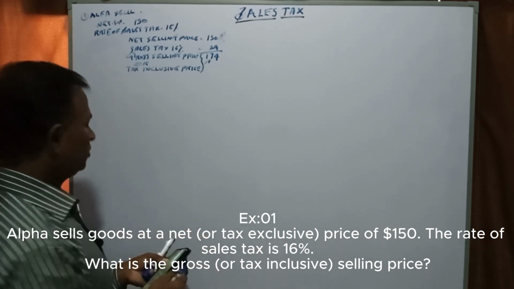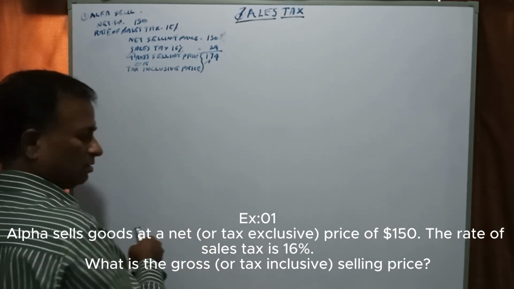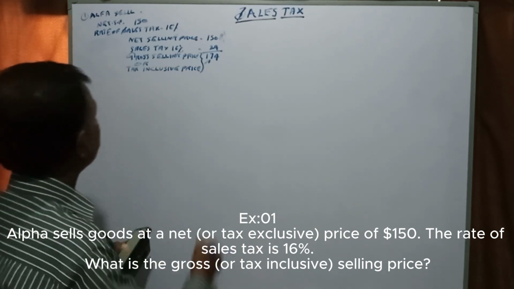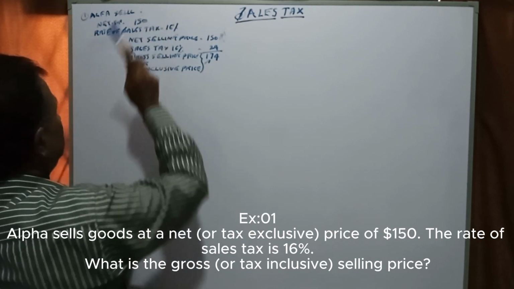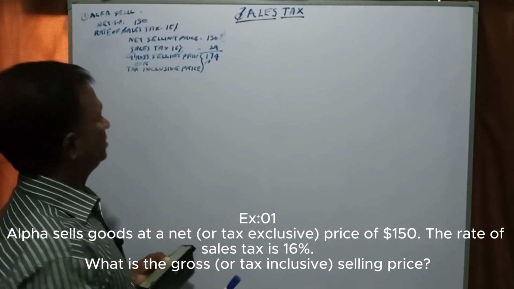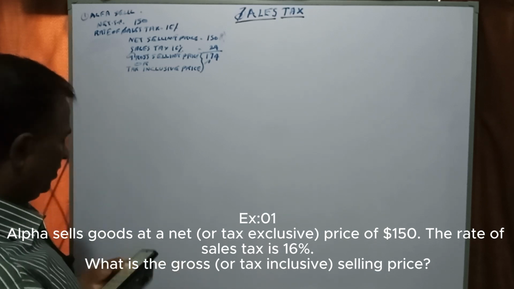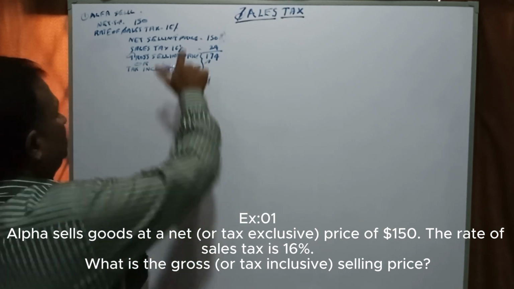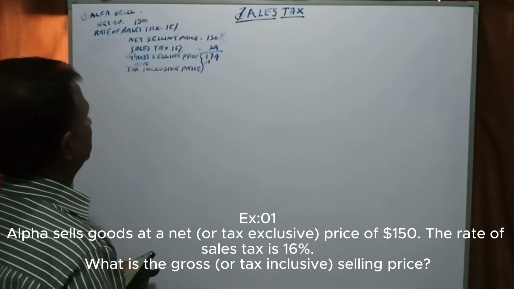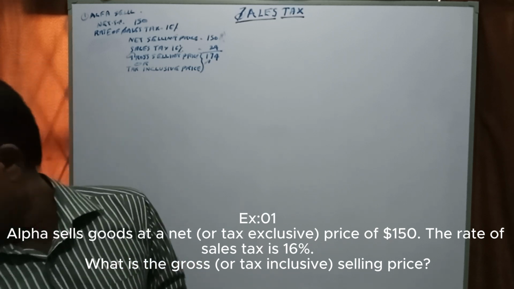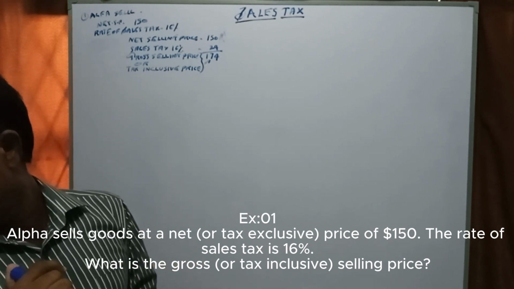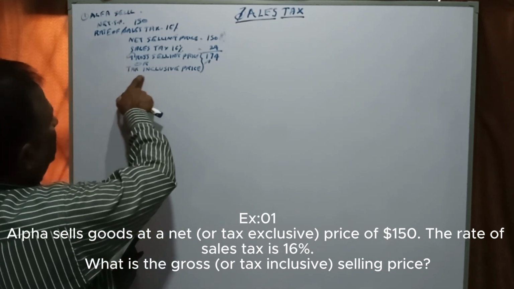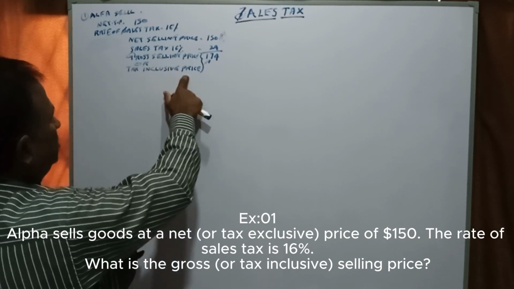The question says Alpha sells the goods at a net sales price of 150. The rate of sales tax is 16%. They want to work out the gross selling price or tax inclusive price.